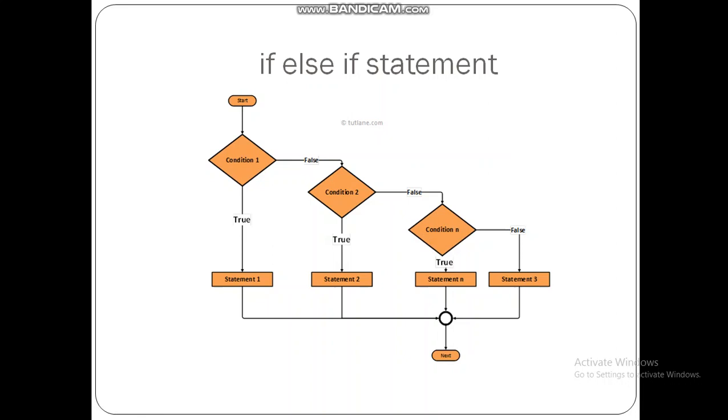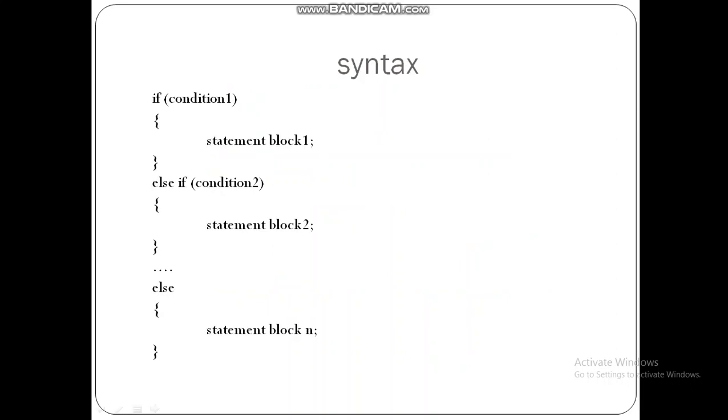So this is the flow chart. Now let us go and see the syntax. So what happens here, we are going to write down if condition 1. So if it is true, this block of statements will be executed.